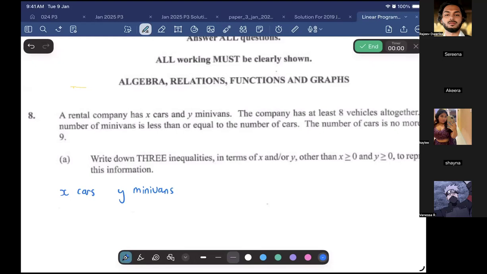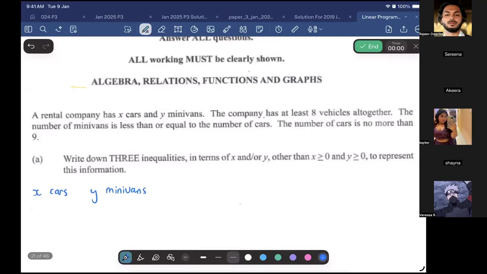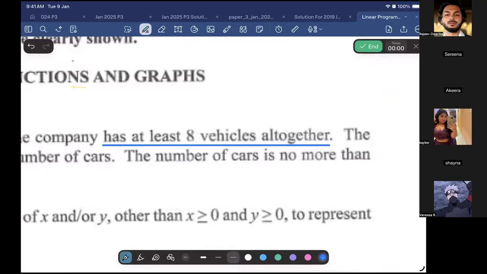Mm-hmm. Right. Now the company has at least what? At least 8 vehicles altogether. Right. When you see the words at least, what inequality sign comes to mind?